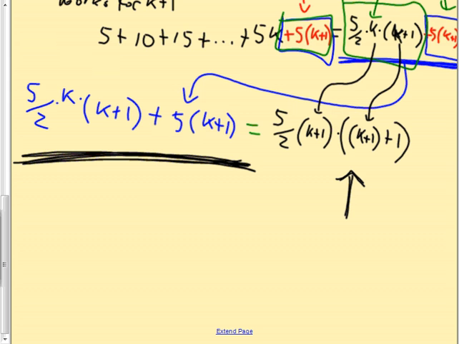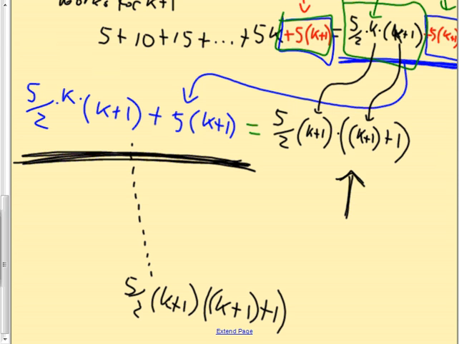And at the very end, I should be able to say, I did a bunch of math steps here, that it comes out exactly the same. 5 over 2, k plus 1, and then k plus 1 plus 1. That's what the left side should read because that's what the right side reads.